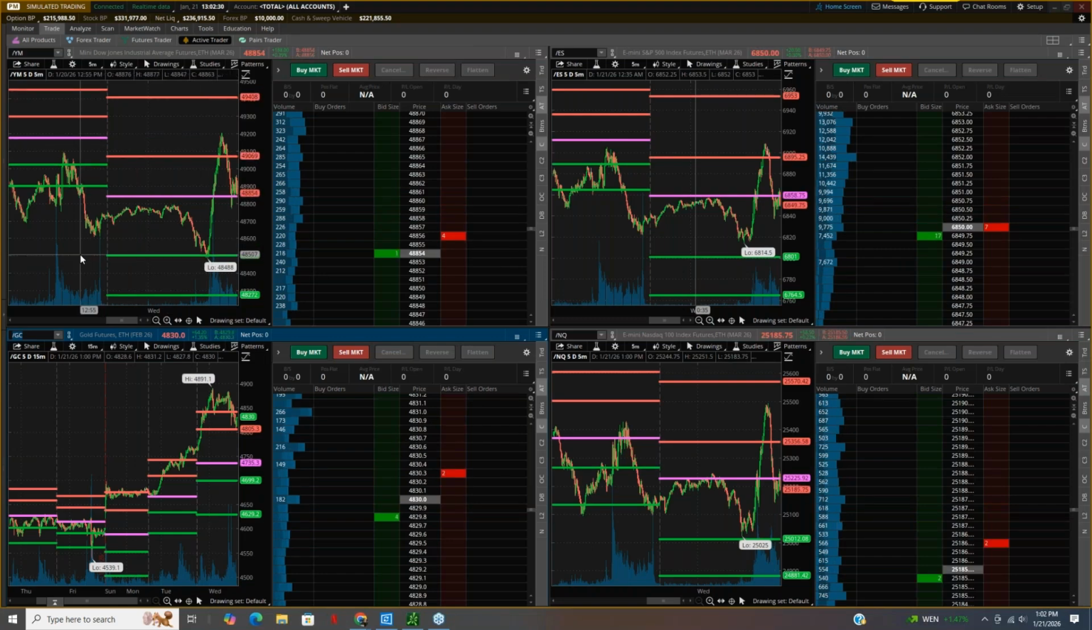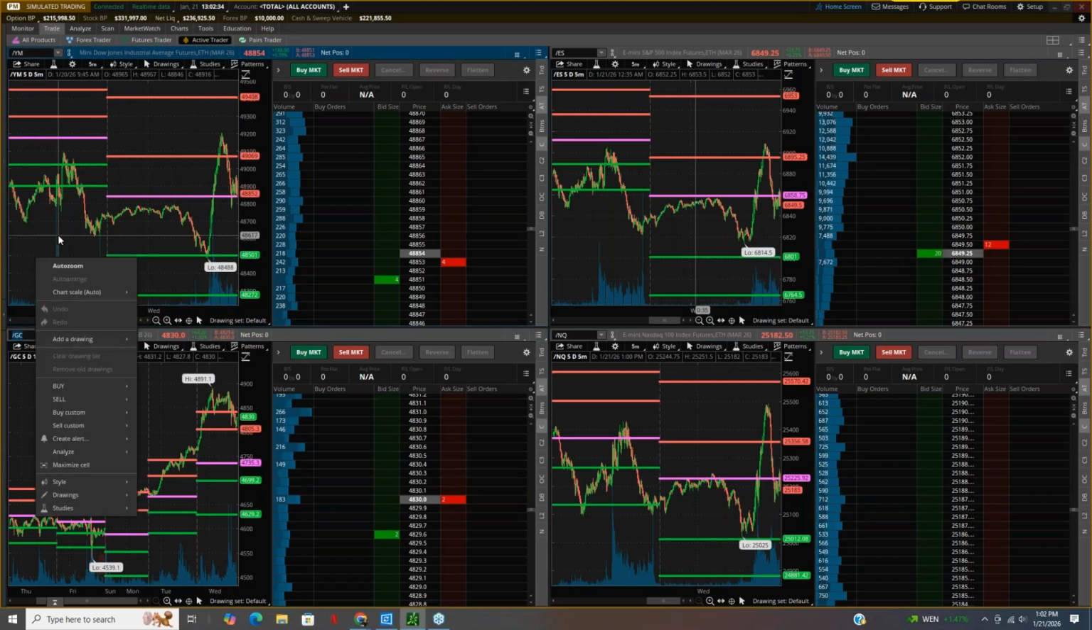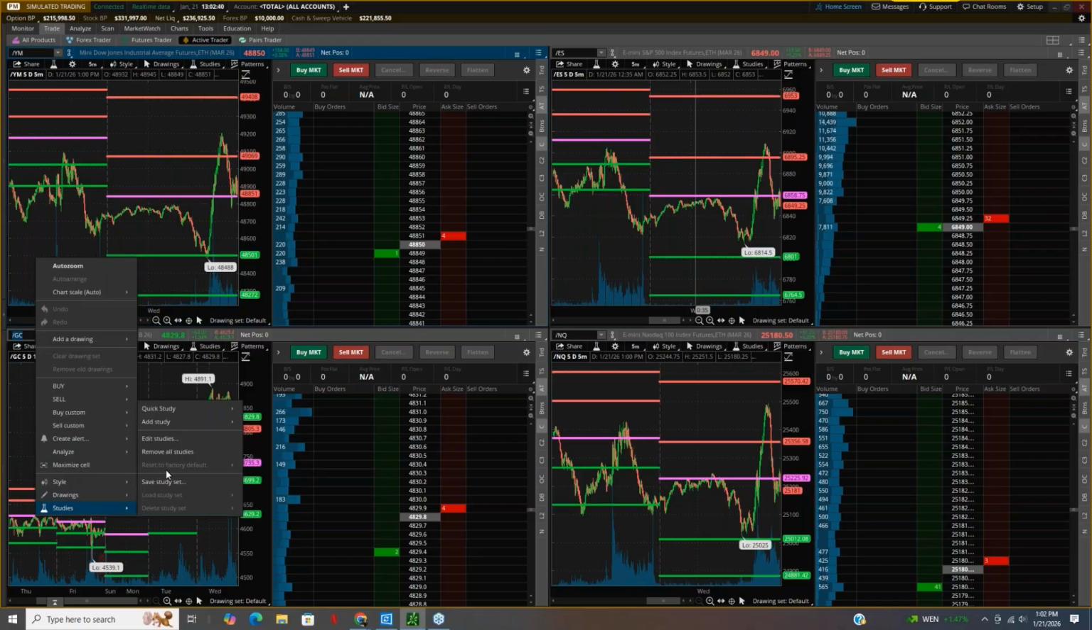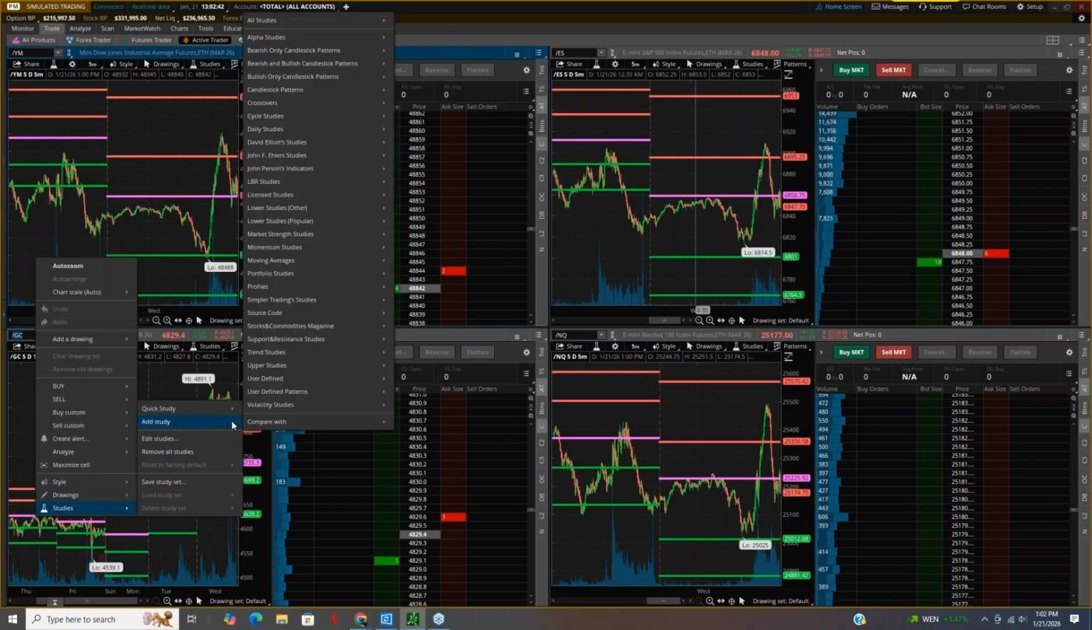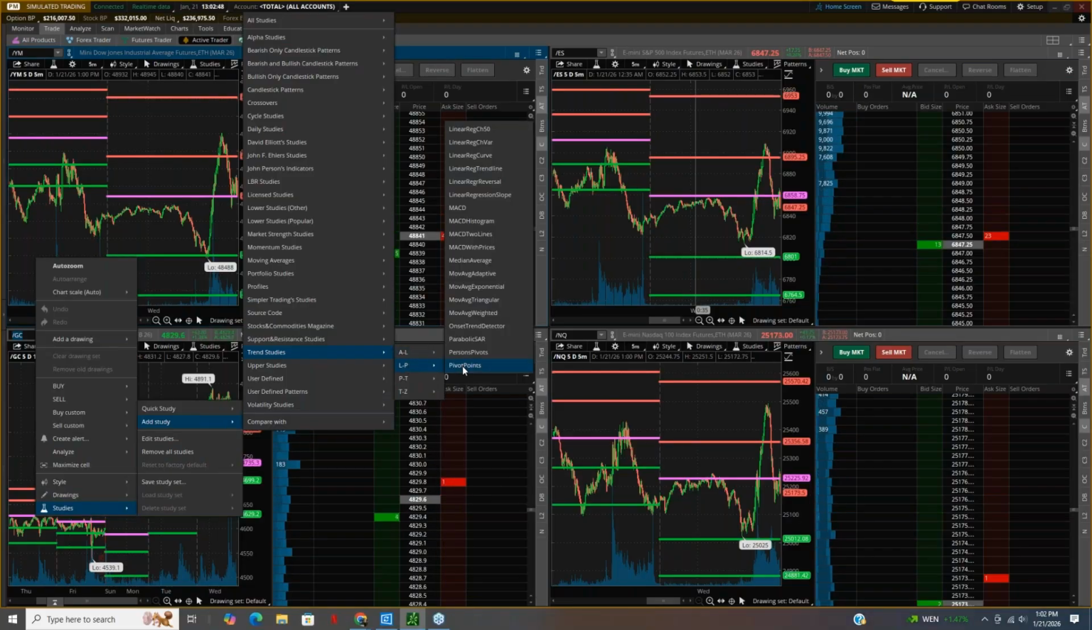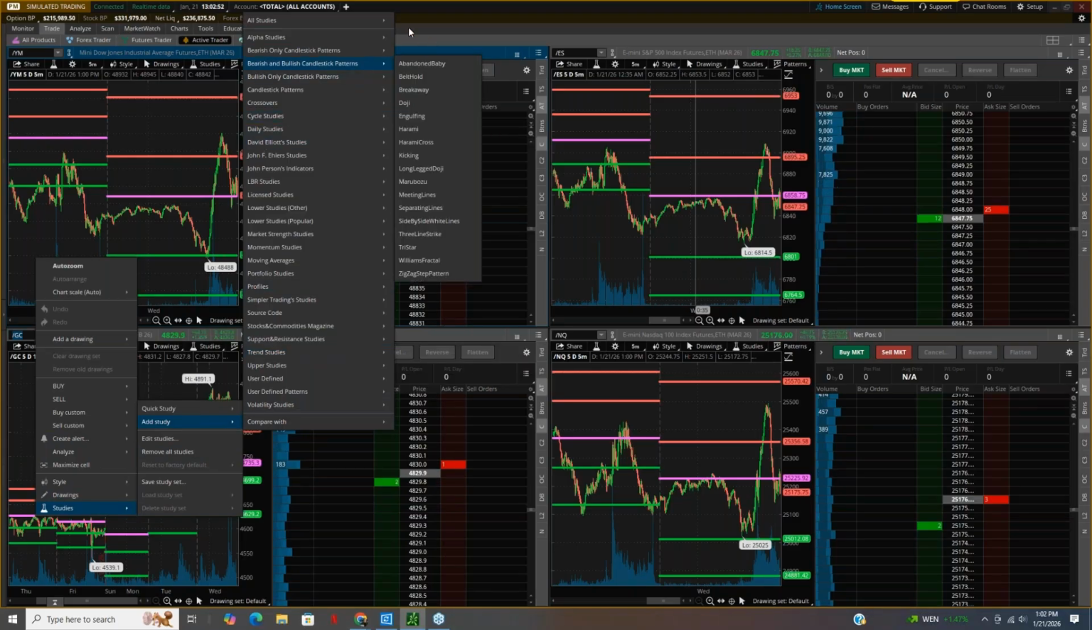This is a standard. We talk about this a lot, but just to be very clear, if you're on a chart in Thinkorswim, you go to Studies, and you go to Add a Study, and you go to Trend Studies, and you go to P, and you go to Pivot Points. That's how you add them to your charts.